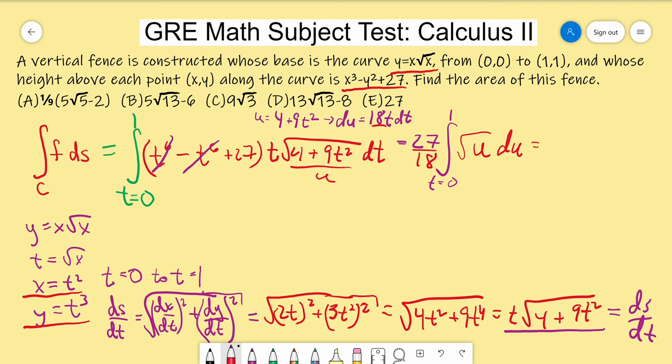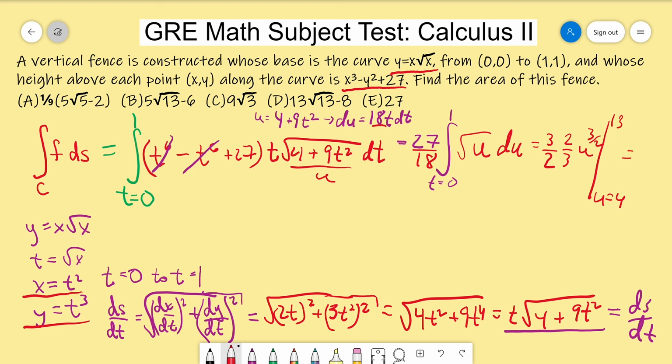Okay, so what do we get? 27 over 18, that's just 3/2. The integral of the square root of u is going to be 2/3 times u to the 3/2. And we're evaluating this, well, we can change our limits of integration. Instead of t equals 0, what is u going to be? When t equals 0, then u is going to be 4. And when t is 1, that means that u is 4 plus 9, which is 13.